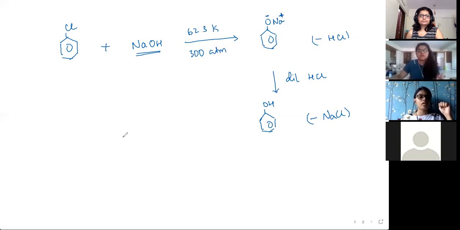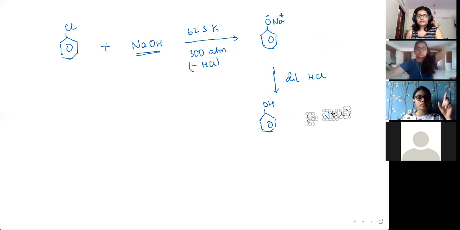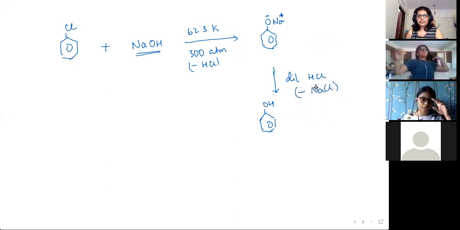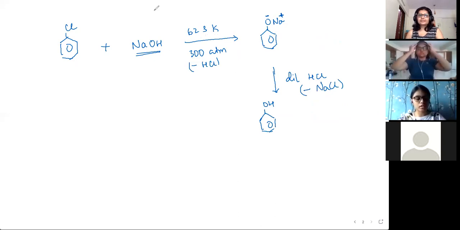Sorry ma'am, after the first part, why did you write minus HCl? I'll move this here for clarity. What's happening during this process is that there is elimination of HCl. This is the one and only method which can be used for nucleophilic substitution when it comes to haloarenes.